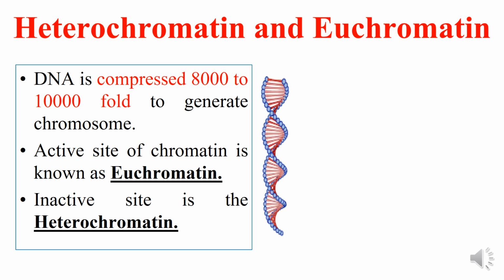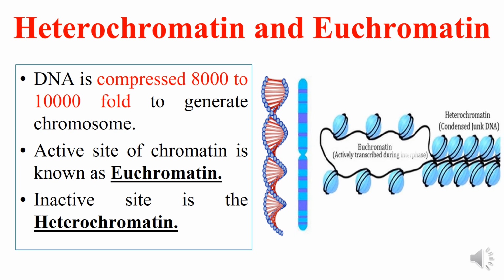And now you can see this is the DNA on your screen, which is getting compacted into the chromosome, and this chromosome has two regions: euchromatin, which is actively transcribing or it is getting ready for transcription, and the densely packed heterochromatin, which is transcriptionally inactive.